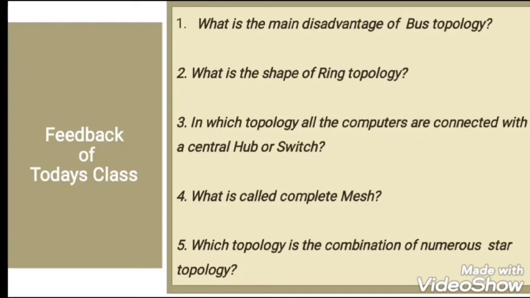Coming to the last question. Which topology is the combination of numerous star topologies? Guys, it's very easy. Yes, it is tree topology because it has branches and branchlets. If you observe this one, then you can understand it clearly. You gave very good answers.